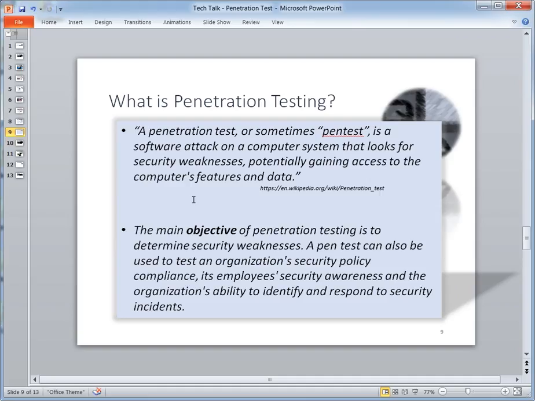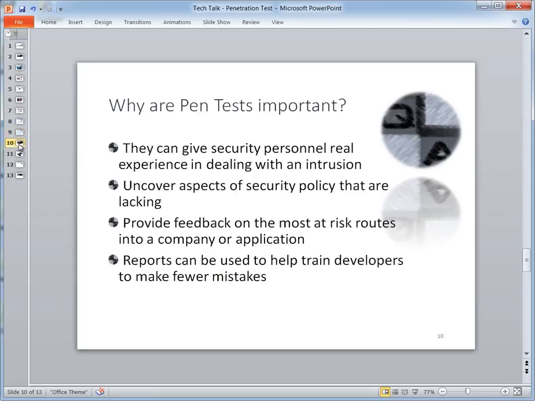So it can be both internal and external, but as long as there's a hole and there's a flaw in the system, anybody that knows what they're doing can get into the system. In fact, the internal folks are probably even scarier because they're behind the firewall.